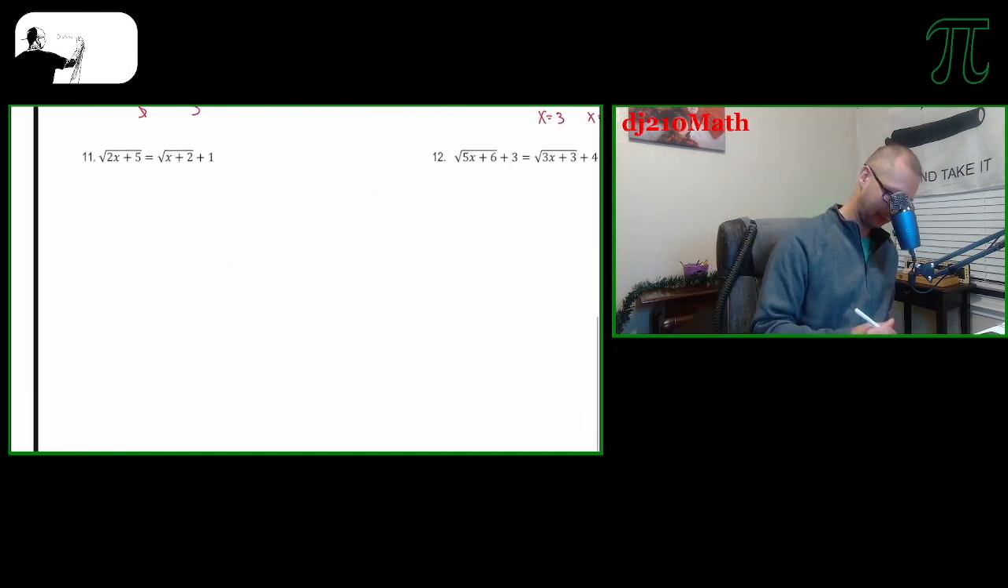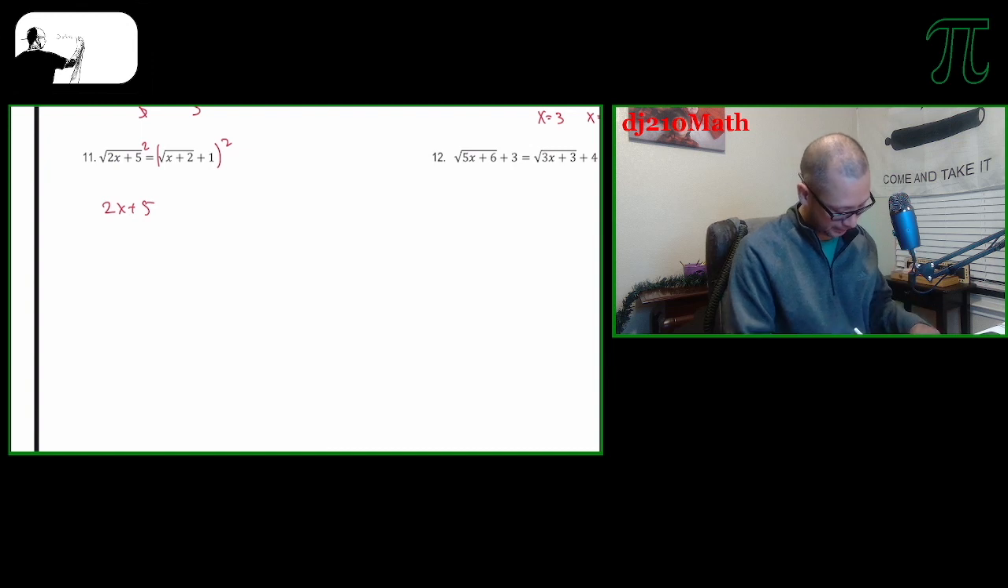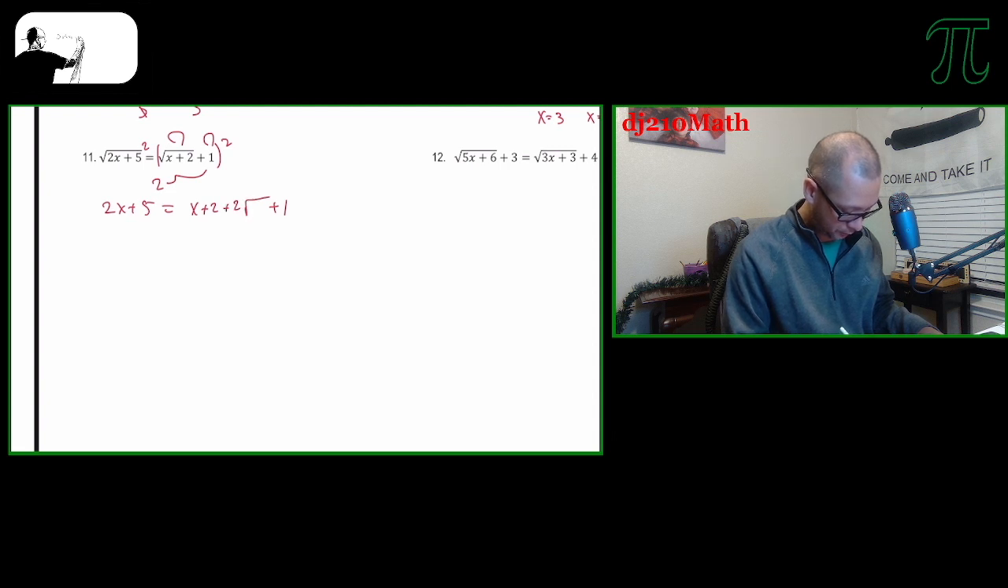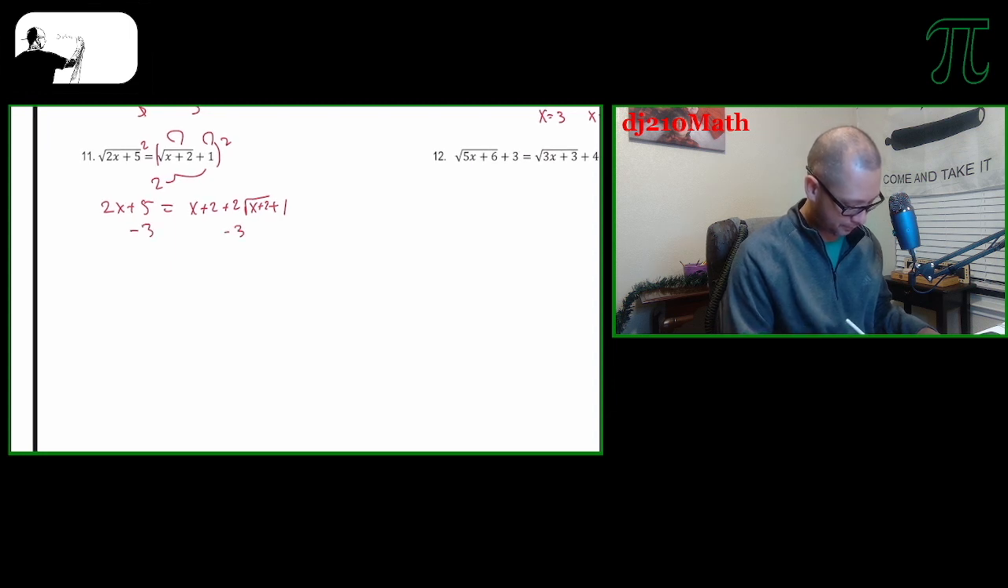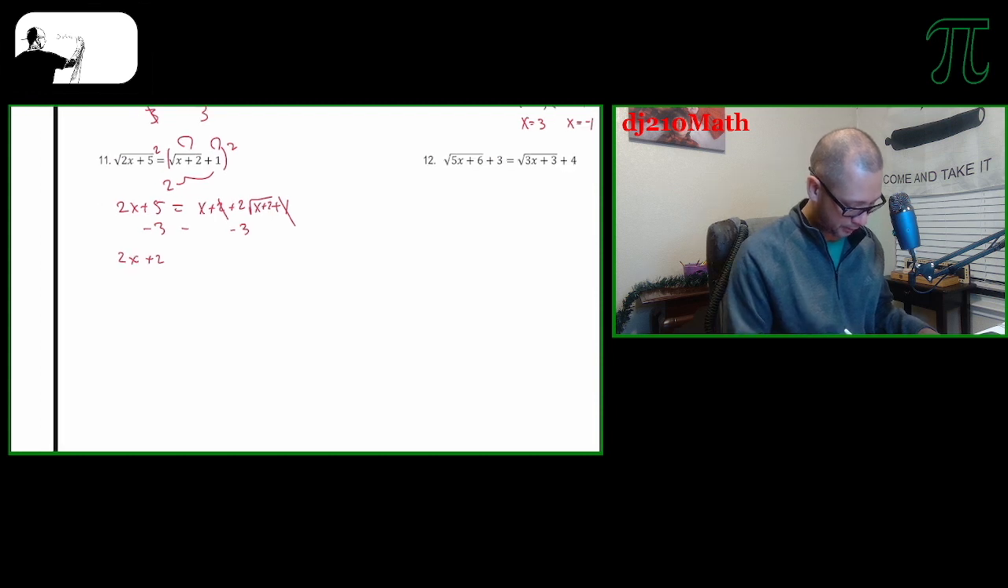Okay. Square the left-hand side, square the right-hand side. 2x plus 5. Maybe you can't hear me because I'm on that side. This is going to be x plus 2 plus 1. 2 times this times this. So 2 root x plus 2. I'm going to move everything to the left. So this is going to be 2 plus 1 is 3. So I'm subtracting 3 from the right. 2x plus 2. That goes away. I'm subtracting x. So x plus 2 is equal to 2 root x plus 2.